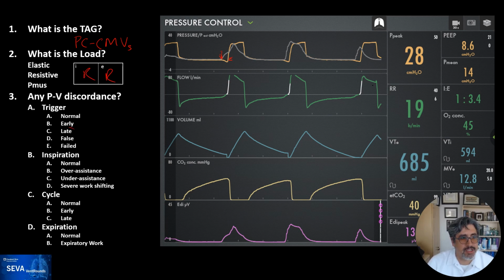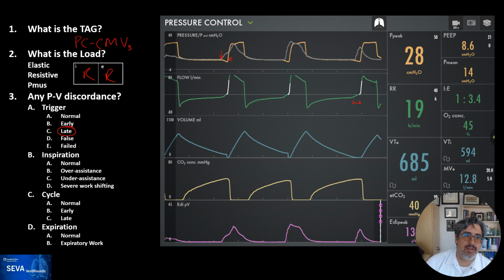But this has changed to being a late trigger, because it's taking a fair amount for it to come, and it's all because of that increased resistance, and this is probably the best example. You can see how the flow starts going up during all this period of time. It reaches baseline and it doesn't cross up. So now this has highlighted a late trigger.